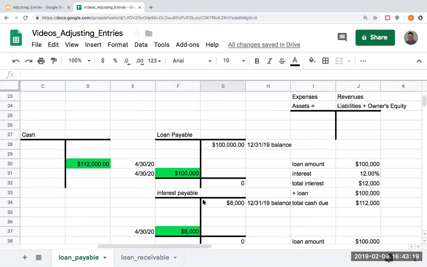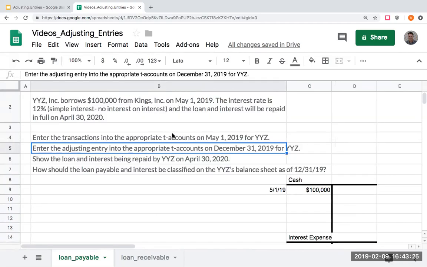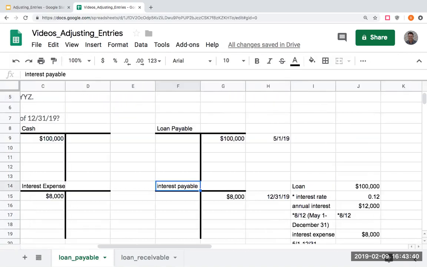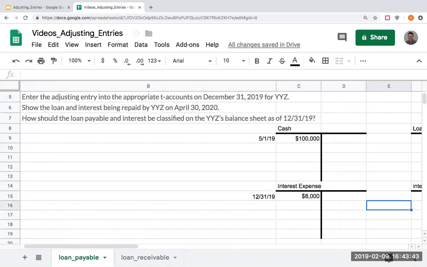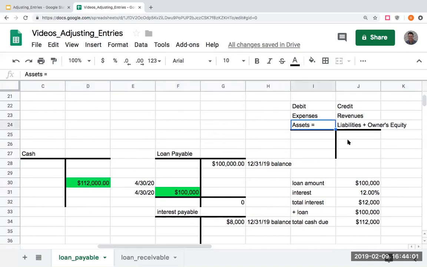So again, when I'm doing an adjusting journal entry for a loan, I borrowed money. So right over here, I put the transactions in T accounts. Then I'm doing the adjusting journal entry into the appropriate T accounts on December 31st, 2019. What am I doing at the end of the year? Debiting interest expense, and then I'm crediting interest payable. Then what happens when the loan gets repaid? Well, when that loan gets repaid, my cash is going down not only for the loan amount, but for the interest as well. So I'm paying out $112,000 cash. When I pay back that loan, I'm decreasing my cash with a credit.